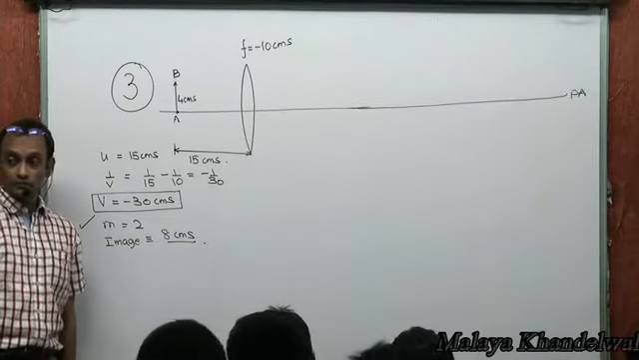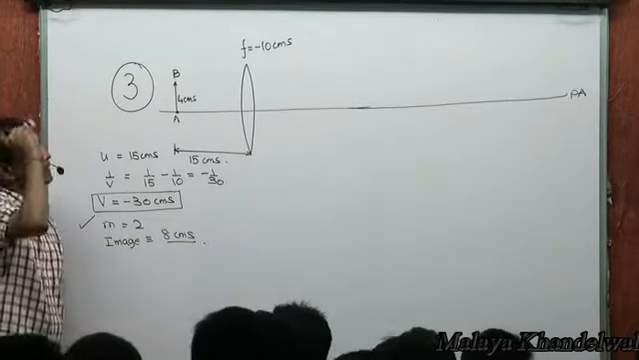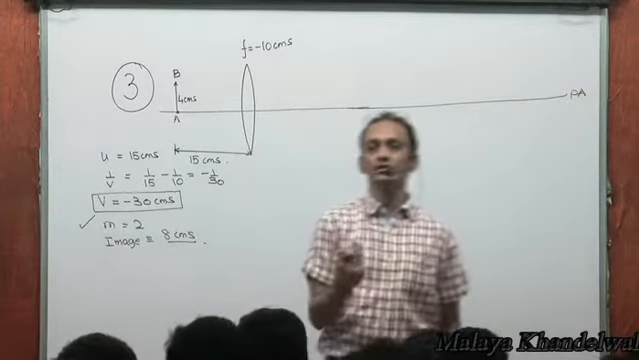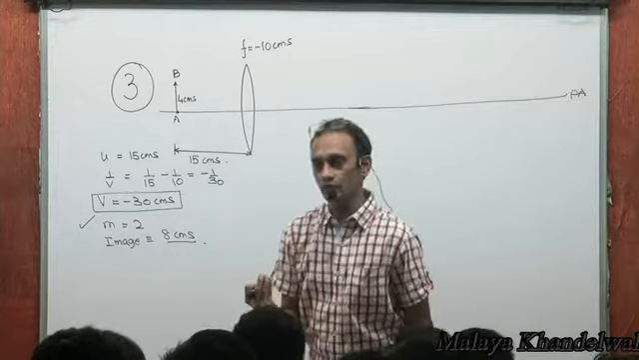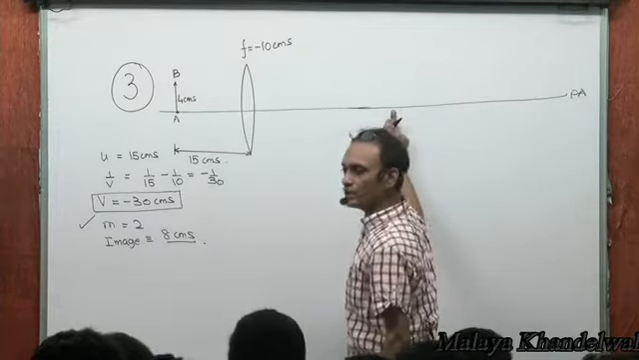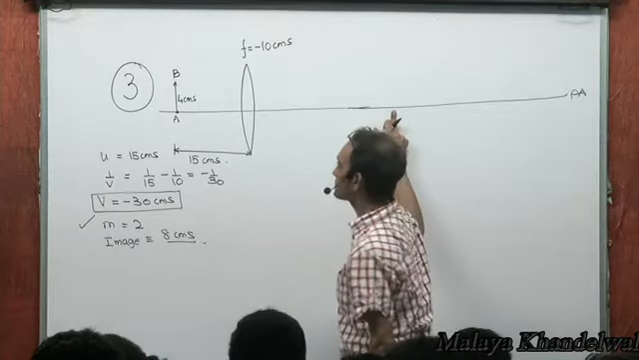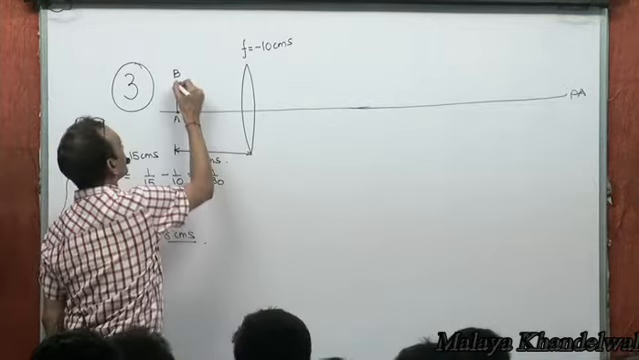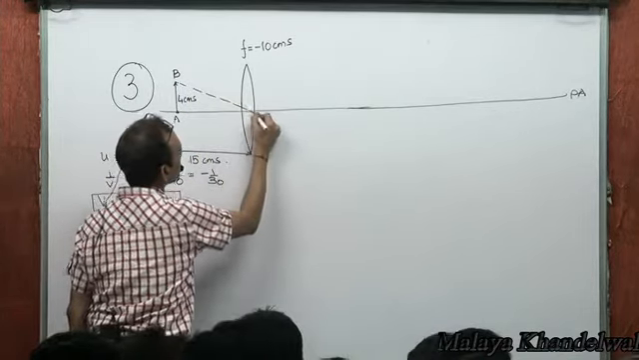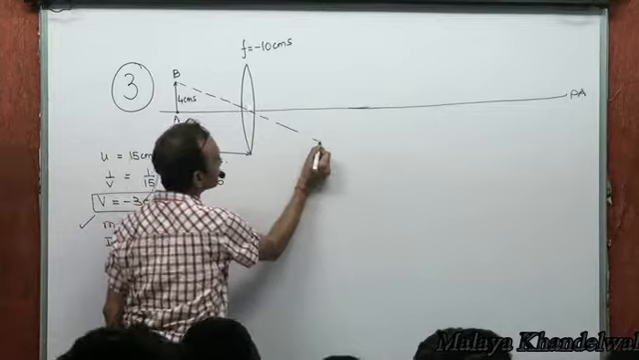Clear? Yeah. Okay. Now, again, to know whether the image is going to be inverted or erect, all that you do is, well, the image of A will be formed 30 centimeters to the right on the principal axis. As far as B is concerned, look at a ray that passes through the optical center. It will go undeviated.